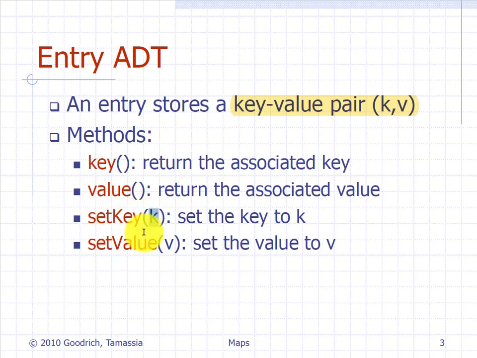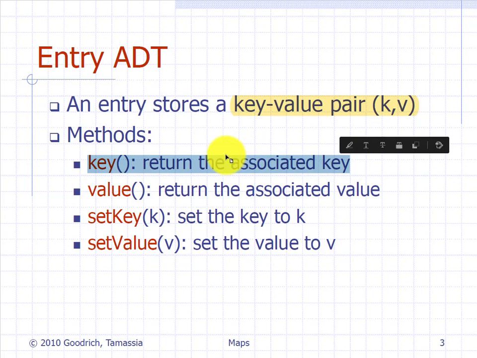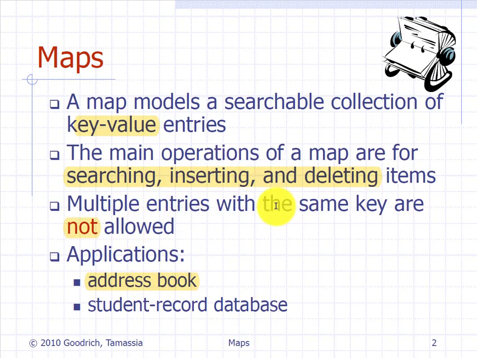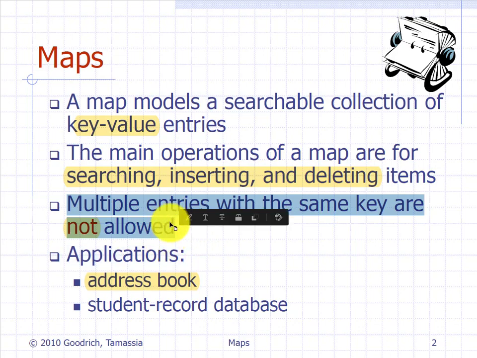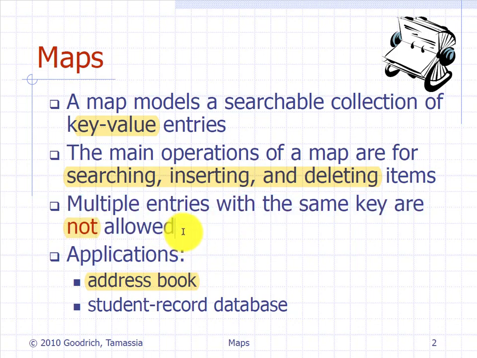You can do the same for the value. So the most important methods here, sure, accessing the object is important, but this notion of a key, preserving the initial property of the map, that multiple entries of the same key are not allowed. You have to maintain this property if you keep that in mind when implementing a map.